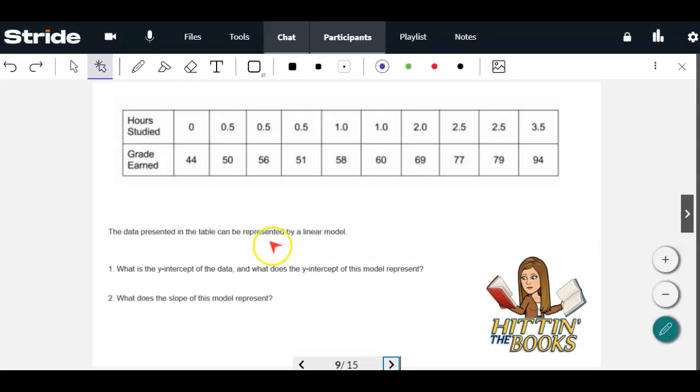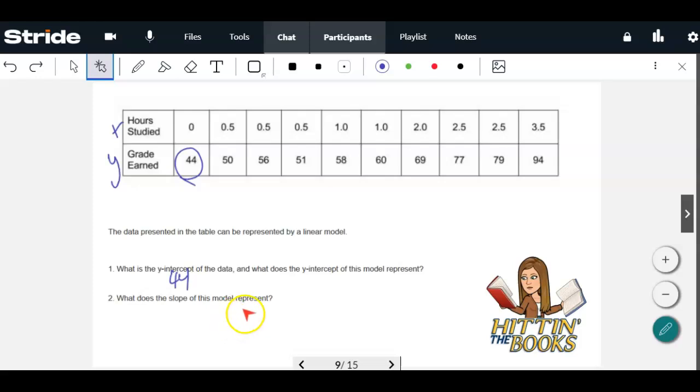All right, the data presented in the table can be presented by a linear model. So there should be a constant rate of change. What is the y-intercept of the data, and what does the y-intercept represent? Let's start there. So we've got hours studied, grade earned. Yikes. 0 hours studied, and grade is a 44. This is X, this is Y. So when the X is 0, that is your y-intercept. So it's 44, and that represents a grade you would earn if you didn't study.